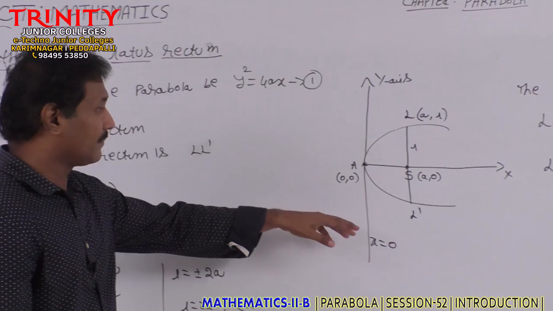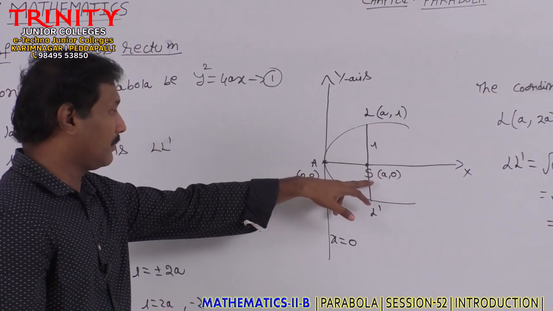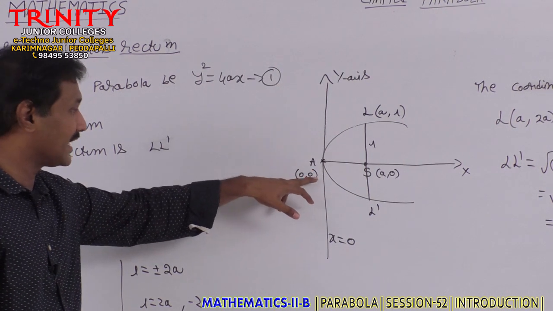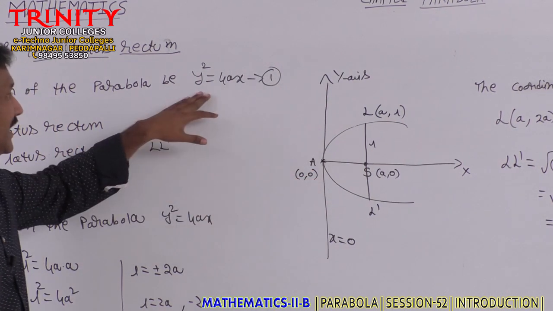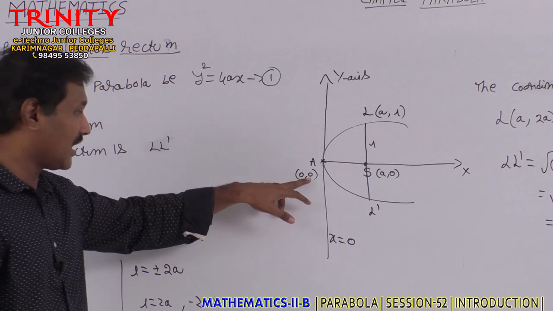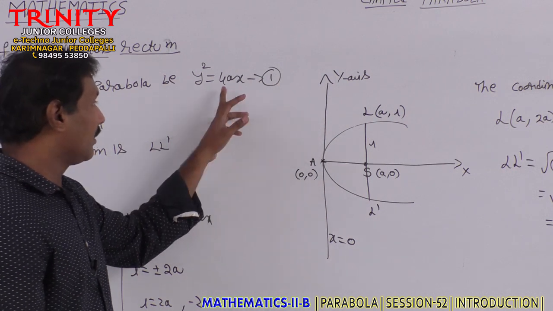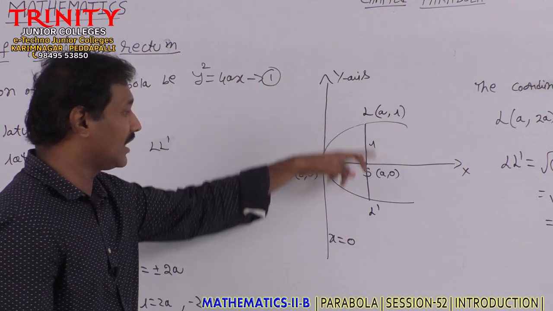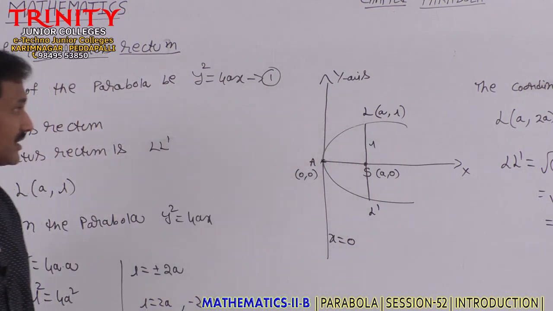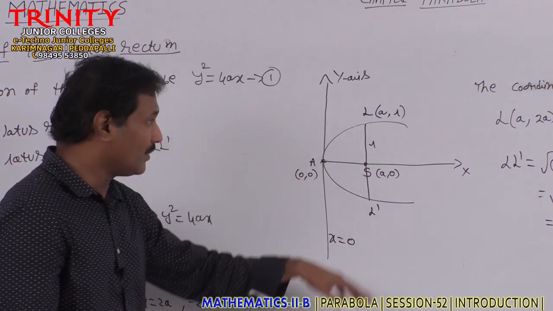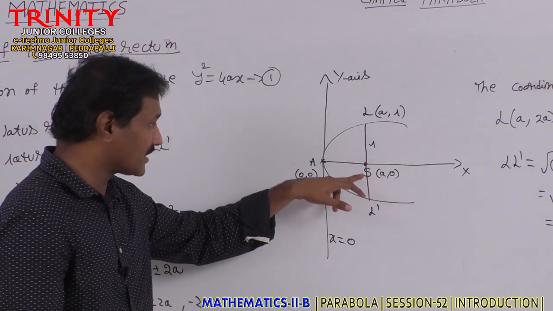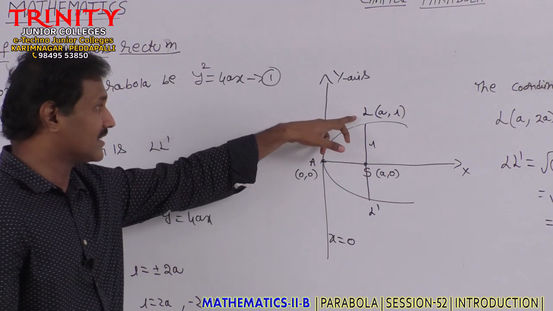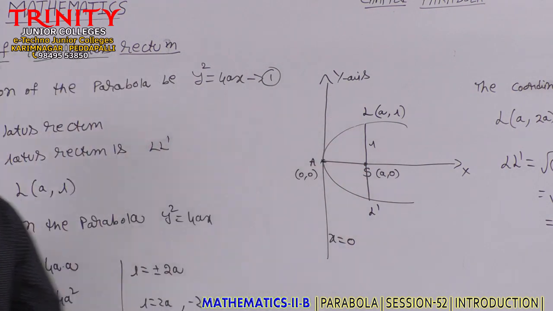Here A is the vertex of the parabola, (0, 0), for y square equal to 4ax, and S is the focus (a, 0). L and L dash are the ends of the latus rectum. We know the definition of the latus rectum is a chord which passes through the focus and is perpendicular to the axis of the parabola. This is called the latus rectum.